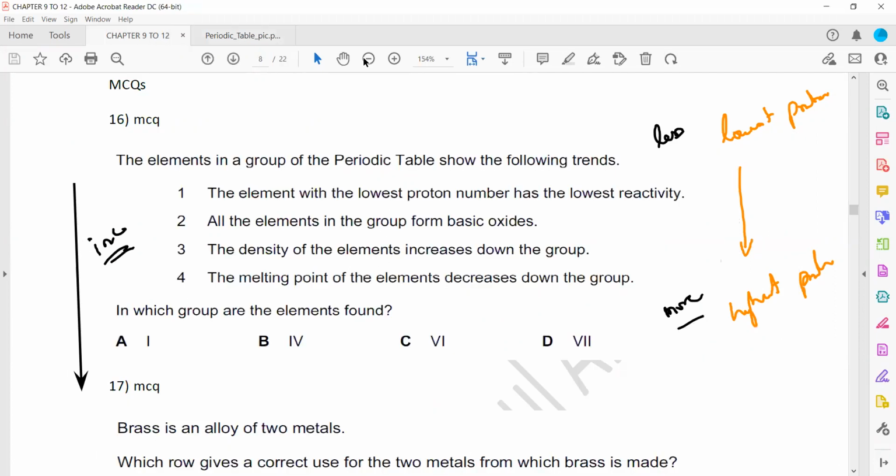So the element with the lowest proton number has the lowest reactivity. This gives an idea that it should be a metal group like group 1. These elements form a basic oxide, a metal oxide. The density of the element increases as we go down, that is also group 1, and the melting point decreases. So these are the characteristics of group 1. For group 1, the melting point decreases as we go down the group, the density increases, they form basic oxides, and the reactivity increases when we go down the group.